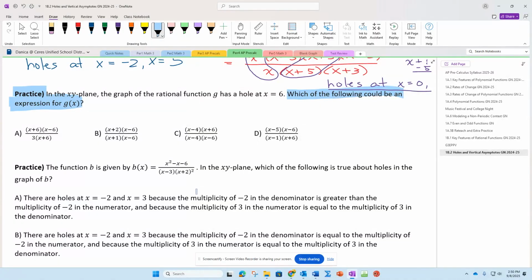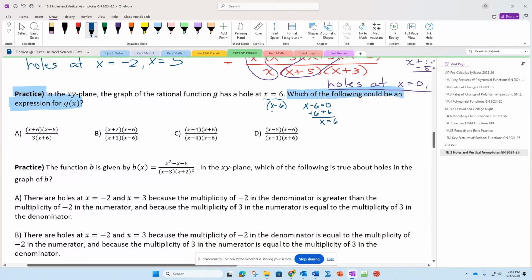Okay, so if you're back now, what we're looking for is understanding that the factor that we need to get a hole at x equals 6 would be x minus 6, because if we set x minus 6 equal to 0, adding 6 to both sides would give us that x value of 6. So we're looking for where we have the same multiplicity in the numerator and denominator for the factor of x minus 6, or where the numerator is a greater multiplicity. And we find that here in choice B. They're equal multiplicities. So choice B is our correct answer.